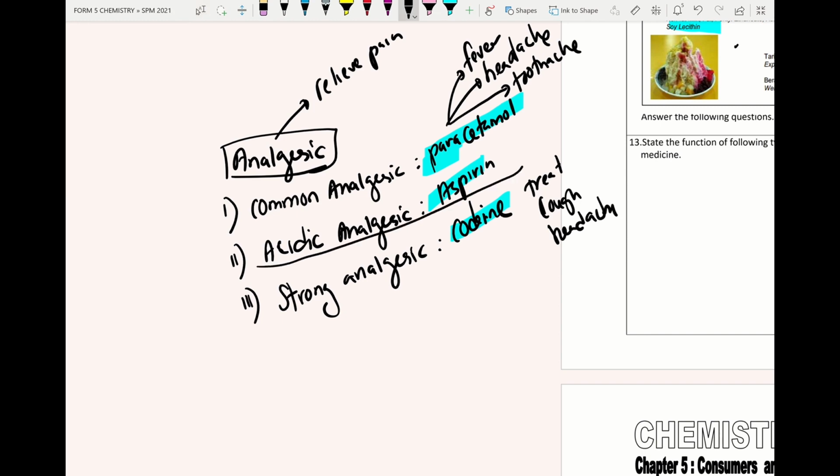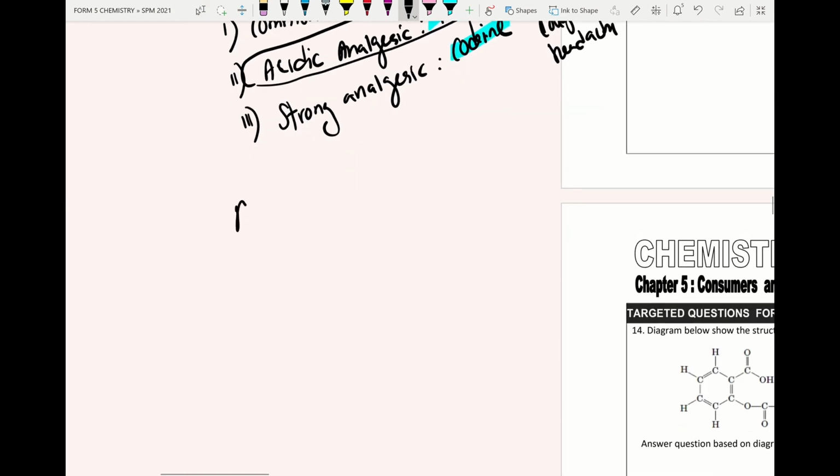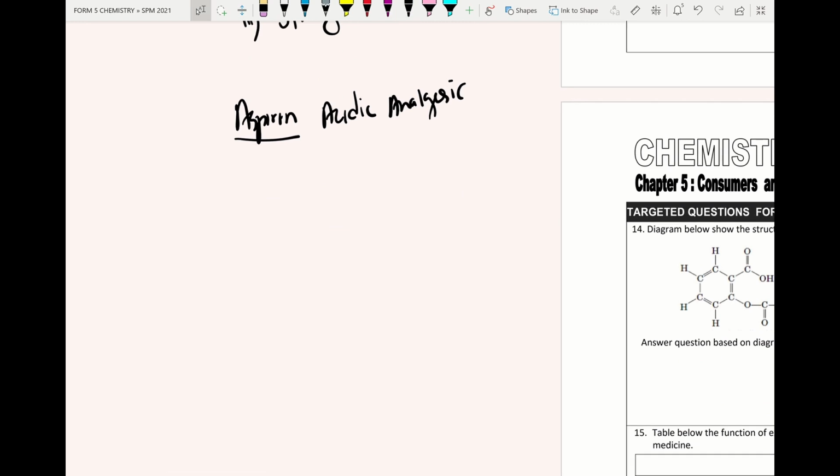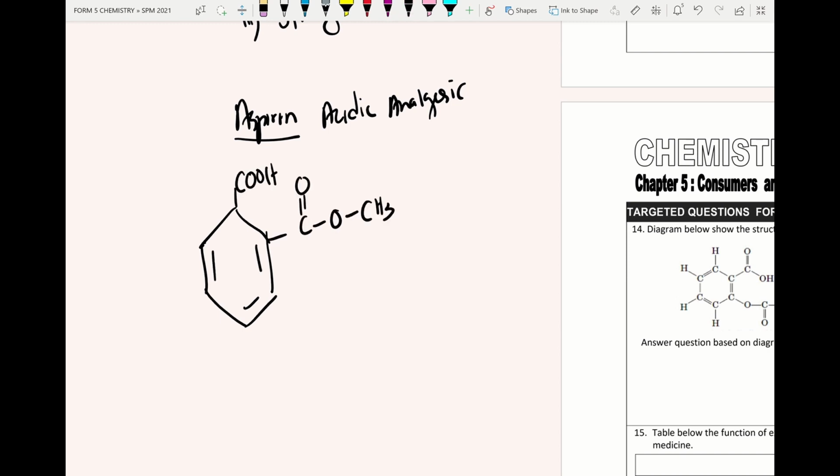All right, we move on to aspirin. We try to check aspirin. This aspirin is known as acidic analgesic. The structural formula of aspirin will be given to students in the exam. So please remember it has two homologous series. Number one is carboxylic acid. Please remember it's carboxylic acid. Homologous series number two is known as ester. So therefore, this aspirin is acidic analgesic.